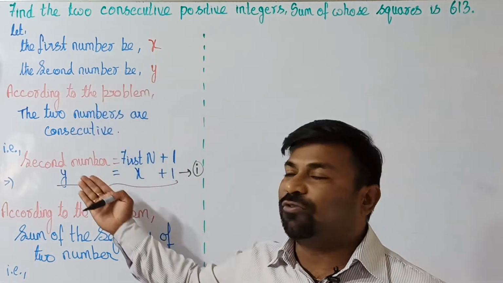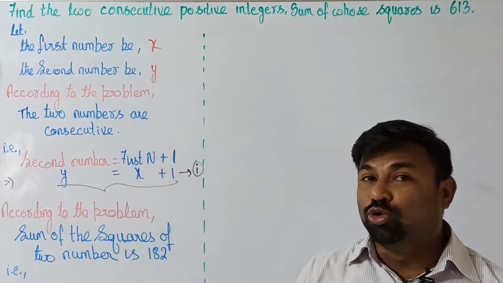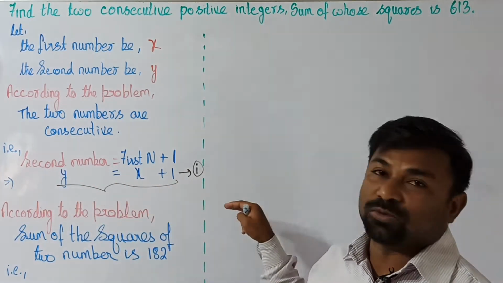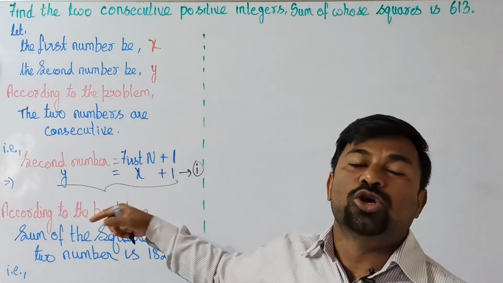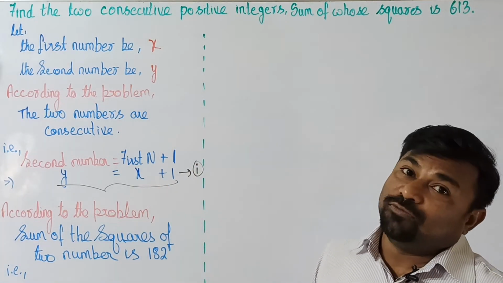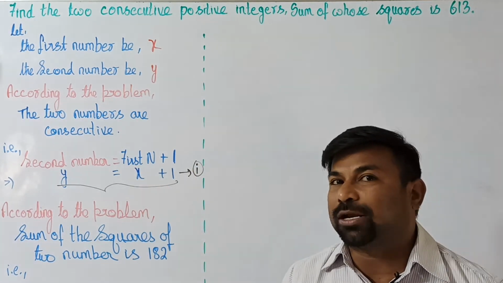Now this first relation, I am using to replace y with x plus 1. Wherever you find y, you are supposed to replace it with x plus 1. So now we got the first relation. Now let's get back to the second relation.